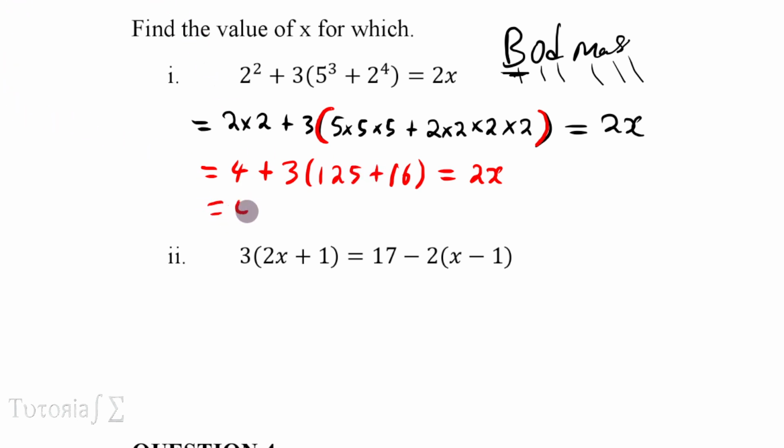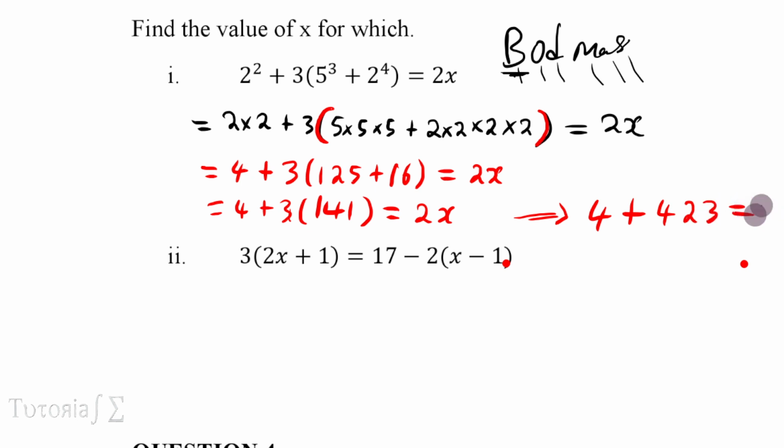So this will be equal to 4. You can't add this 4 to this. So you say 4 plus 3 times what is in the bracket. That will give you 141. So this will give you 141 equals to 2x. And basically we can now multiply. So this is multiplication. 3 times this. So this, put it here. So this will be 4 there plus 3 times this. So that is 423. So this will give us 423.